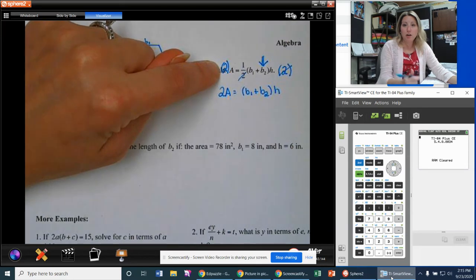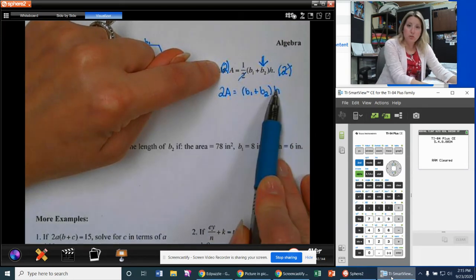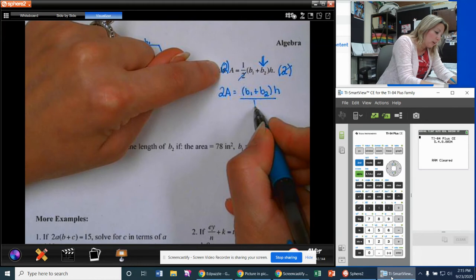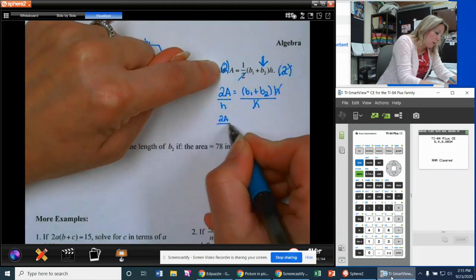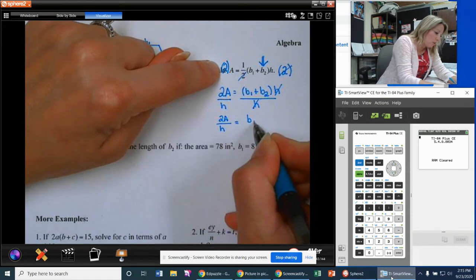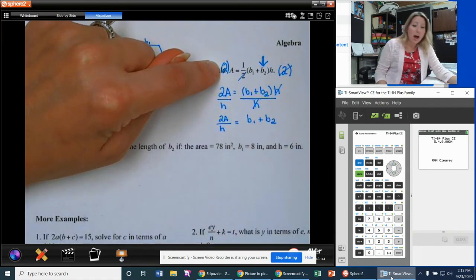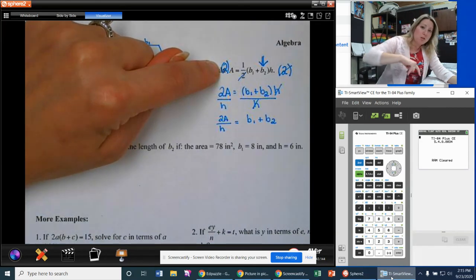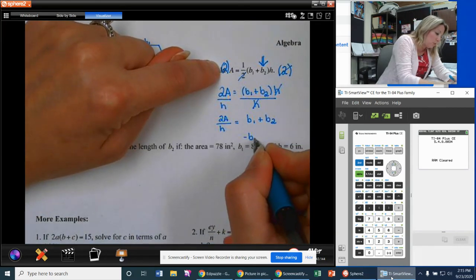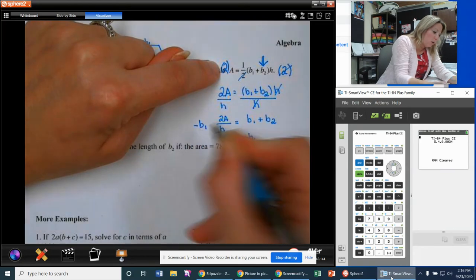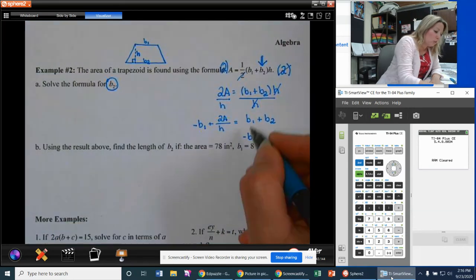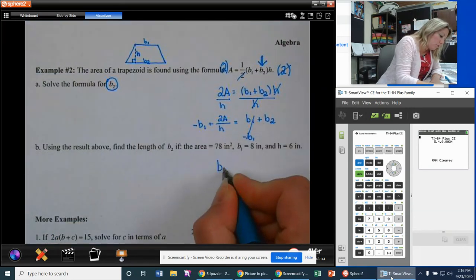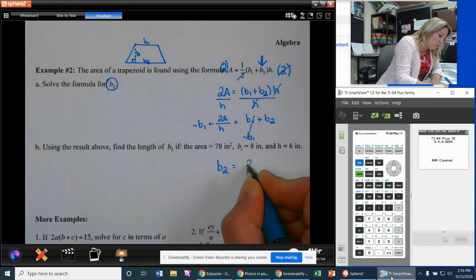Leave b1 and b2 right now. Move the h. What's the opposite of multiplying by h? Divide both sides by h. Now the h is gone, and you've got 2a over h equals b1 plus b2. How do you get b2 alone? Subtract b1 from both sides. So I'm going to need a little bit of space here. We're subtracting b1 over here. So these cancel out, and you get that b2 is equal to 2a over h minus your b1.